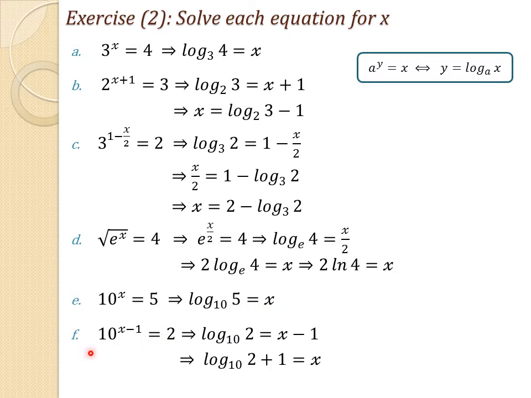And the last one, 10 power x minus 1 equal 2, also this is logarithm 2 base 10 equal x minus 1, and then we transfer the term of negative 1 to the other side. It's going to be logarithm 2 base 10 plus 1 equal x, and now we reached the equation in the form of x.